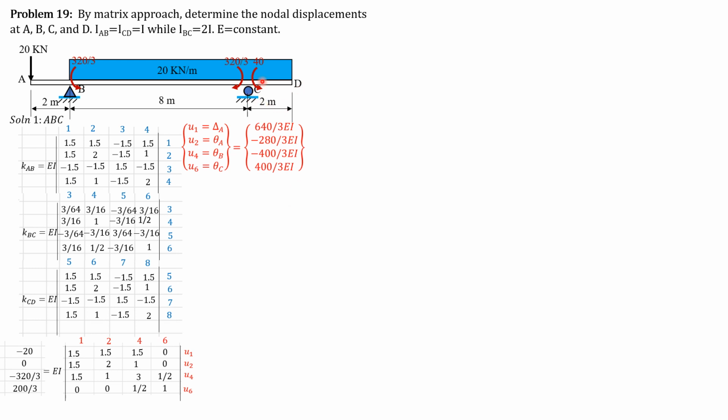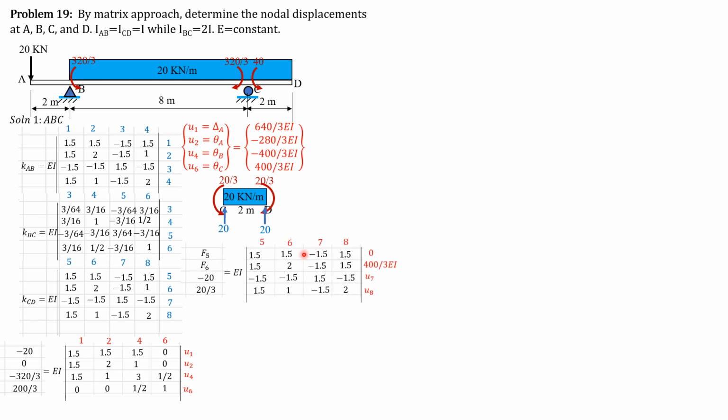Then finally, we consider CD this time as a fixed-ended beam. Then these are the moments. wL squared over 12 is 20 over 3, and the upward reaction, especially at D, is 20 times 2 over 2, so 20 upward as shown. So don't mind the forces at C because we have found the displacements, delta C is 0, and theta C is 400 over 3. At D, opposite of 20 is negative 20, and opposite of this clockwise moment is counterclockwise moment 20 over 3. So we have F5, F6, F7, F8.